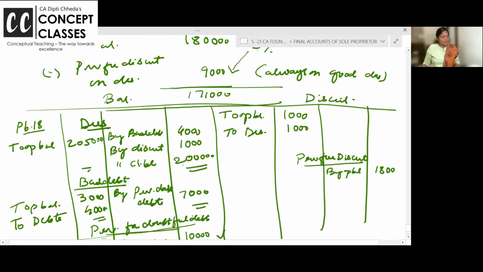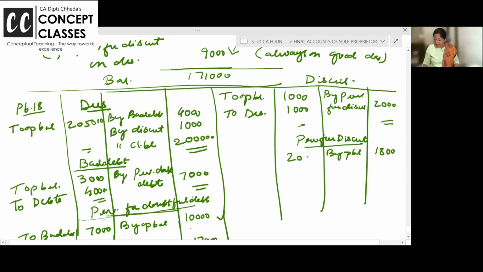Next is discount. Already discount is there 2,000. Transfer it to provision for discount, 2,000. Discount generally is transferred to P&L, but if you have a provision, you do it against that. Provision for discount is 2% on the debtors. Now, how will you take 2%?